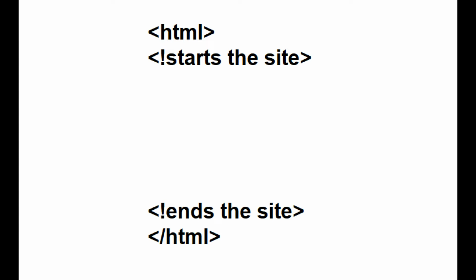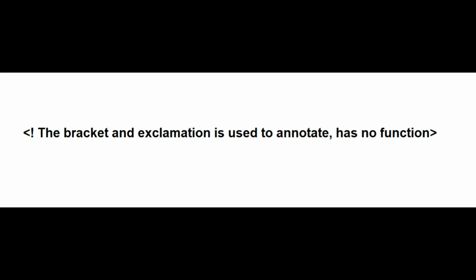The little annotation there starts the site with the exclamation point. That is not visible to the user. It is only visible to the programmer while they are editing HTML. This is for you to tell yourself something about the program inside of it. And I'm showing it here to let you know how you start and end the program.